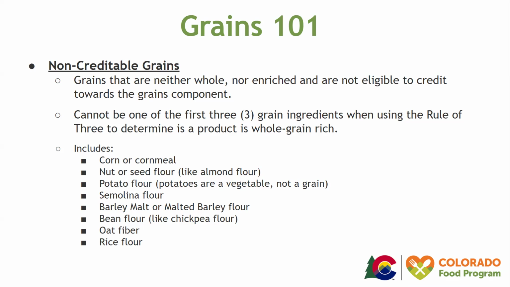So some examples of non-creditable grains include corn or cornmeal, nut or seed flour, such as almond flour, potato flour, and this is because potatoes are a vegetable, not a grain, semolina flour, barley malt or malted barley flour, bean flour, such as chickpea flour, oat fiber, or rice flour.